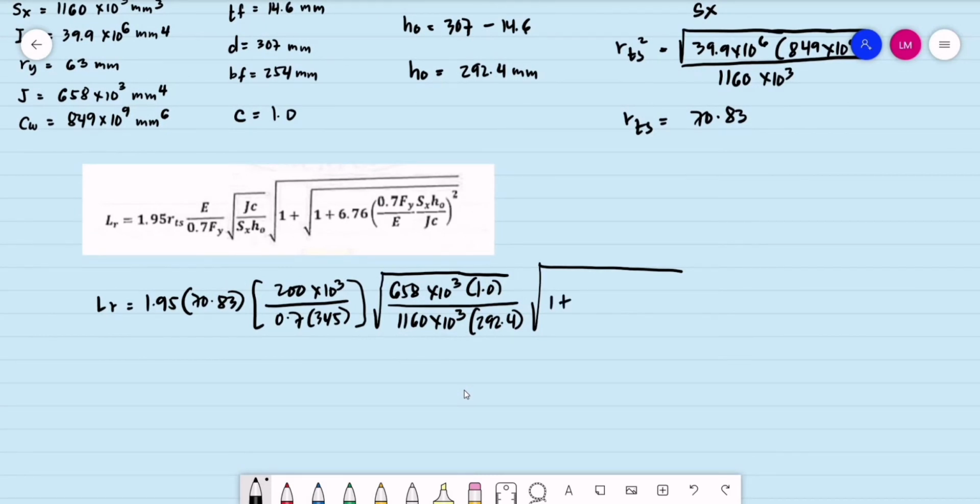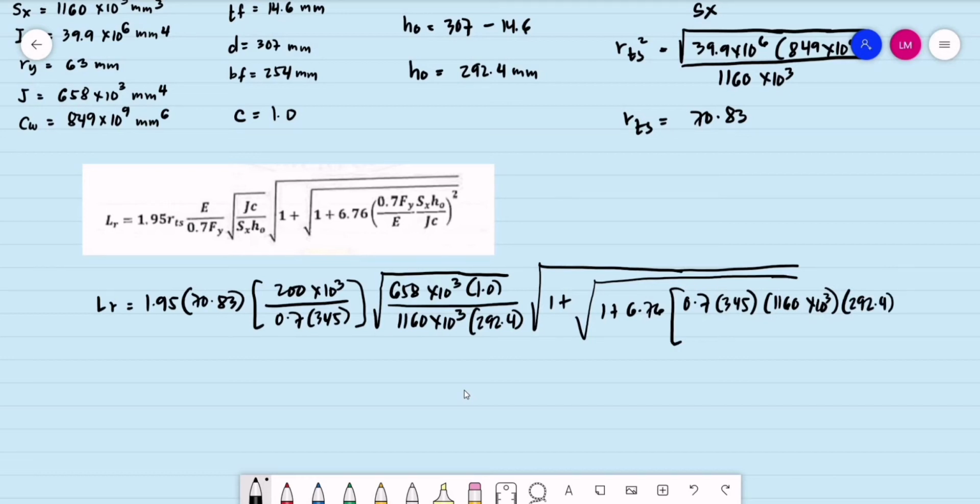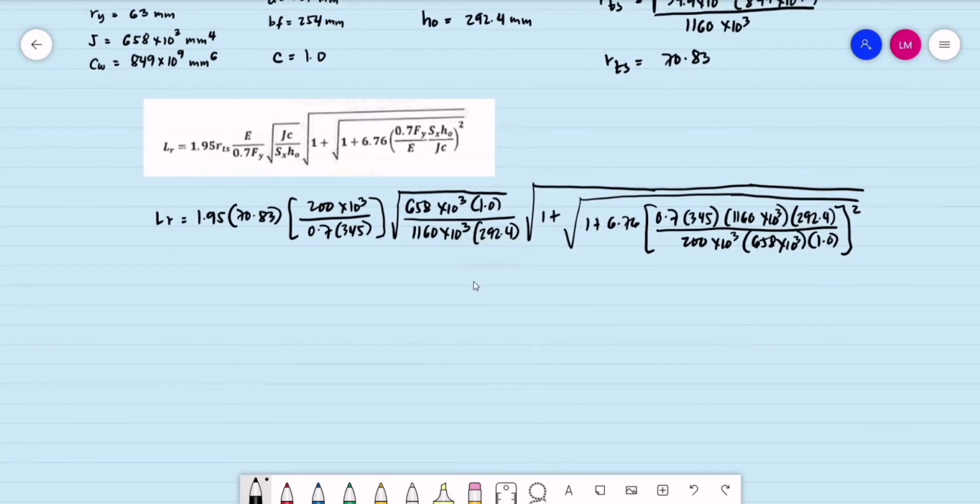Then multiplied by the square root of 1 plus the square root of 1 plus 6.76, then multiplied by the quantity 0.7 of 345, then S sub x is 1160 times 10 raised to 3, then h sub o is 292.4, then all over the modulus of elasticity 200,000, then J, we have 658 times 10 raised to 3, then the value of c, again, is 1.0. So this quantity is squared. Okay, so we are now ready to compute for the value of L sub r.